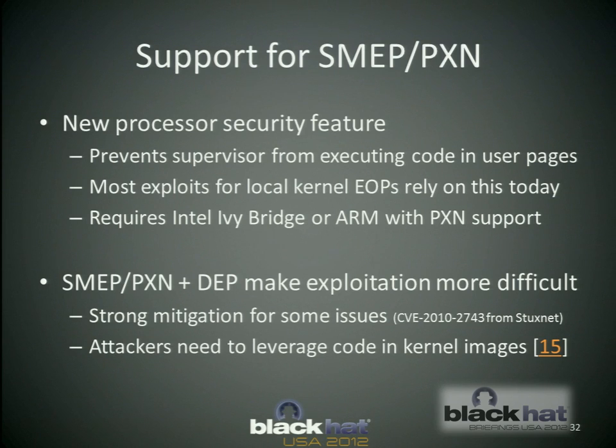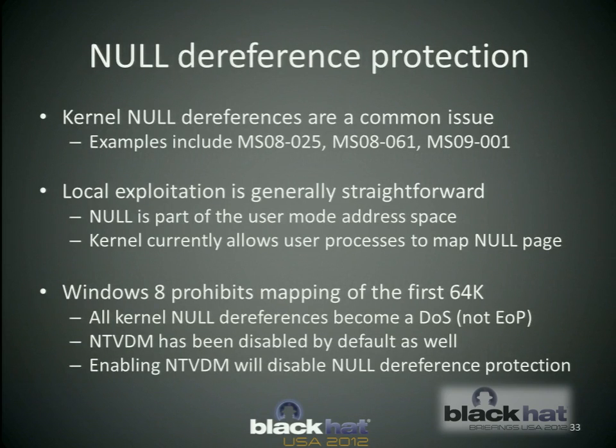Now we're expecting that SMEP and PXN and DEP will make kernel exploitation more difficult. And in some cases, SMEP or PXN would be a strong mitigation for issues. So for example, one of the vulnerabilities in Stuxnet would have been completely mitigated by SMEP and PXN. It would have been impossible to exploit that vulnerability for anything other than a denial of service or a system crash. You could never have gained code execution from it. That being said, we expect there may still be some circumstances where attackers may be able to leverage already existing code that's legitimately executable in existing kernel images. We've also added comprehensive protection for null dereferences to the kernel in Windows 8. As far as kernel vulnerabilities go, null dereferences tend to be one of the more common issues out there.